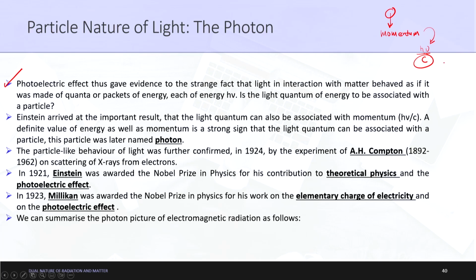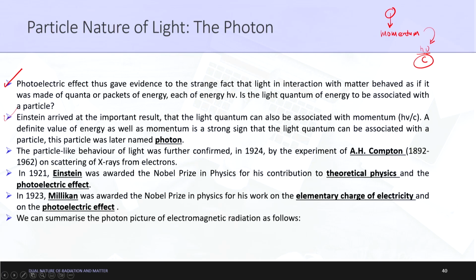A definite value of energy as well as momentum is a strong sign that the light quantum can be associated with a particle. This particle was later named the photon. So this packet of energy, this discrete particle, was called a photon. This was the only idea I needed to explain here till now.